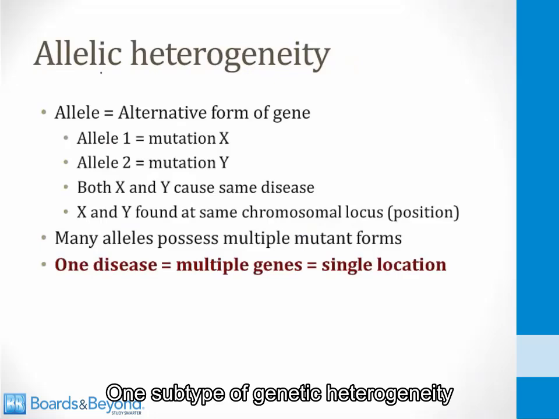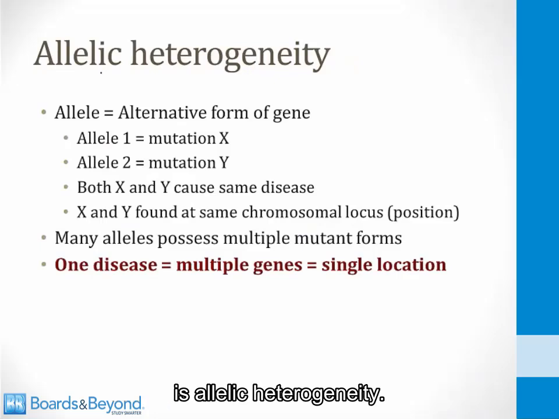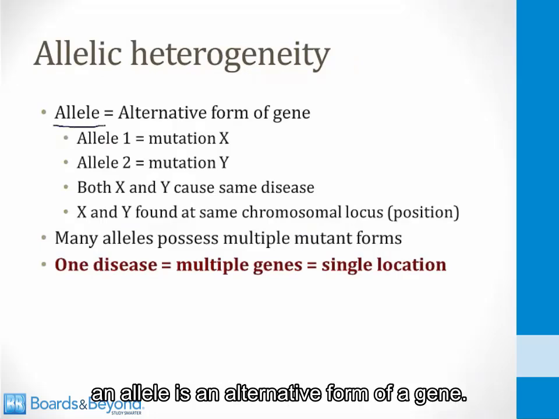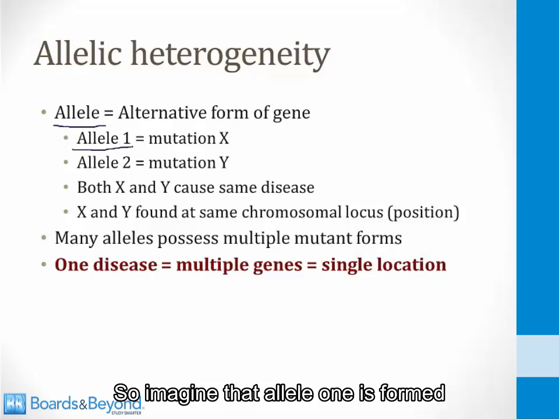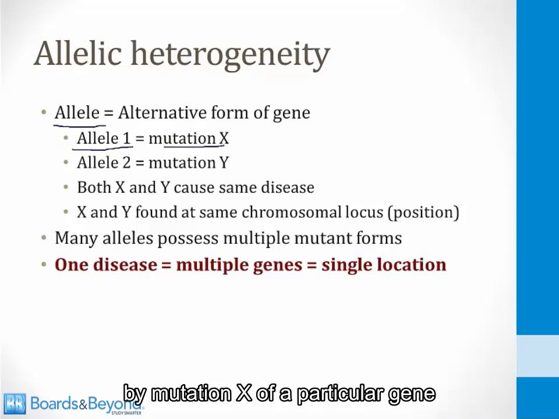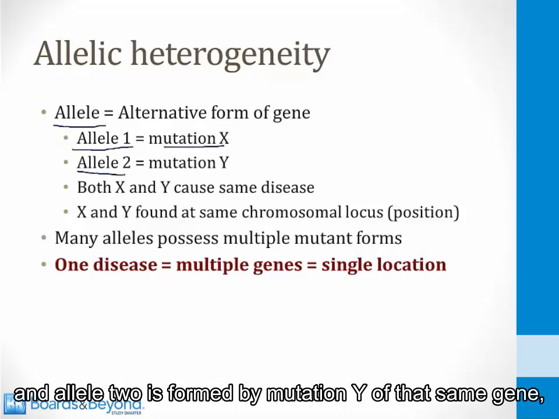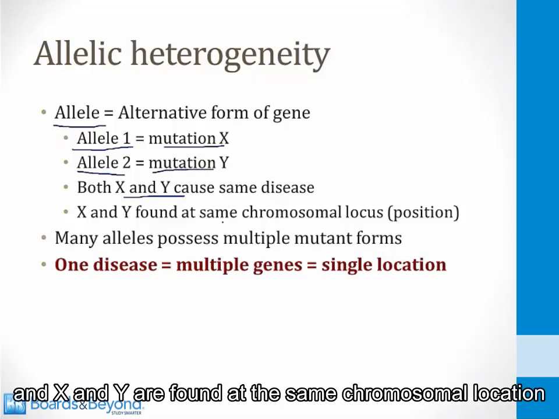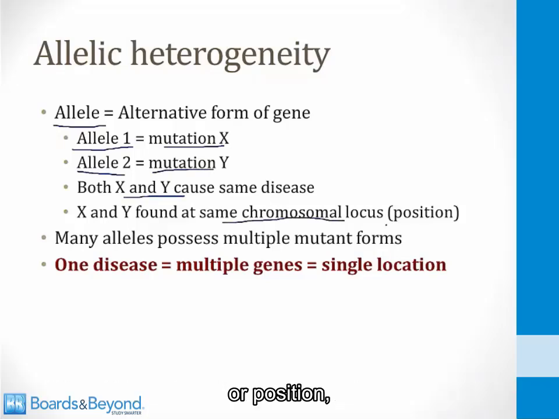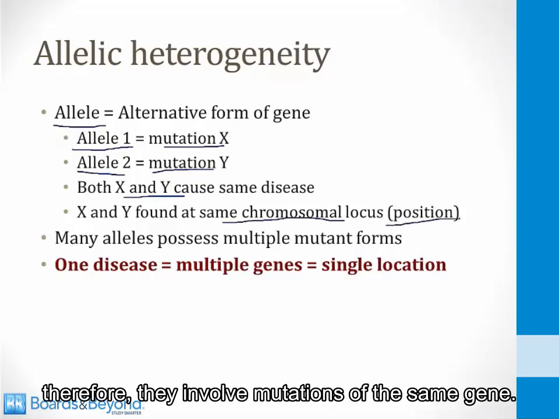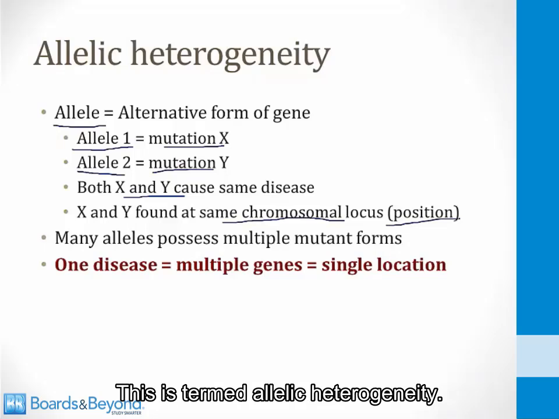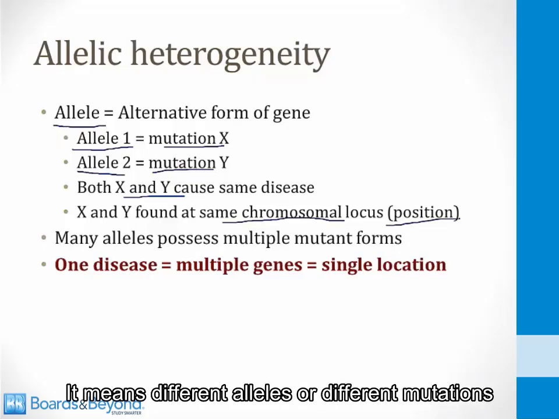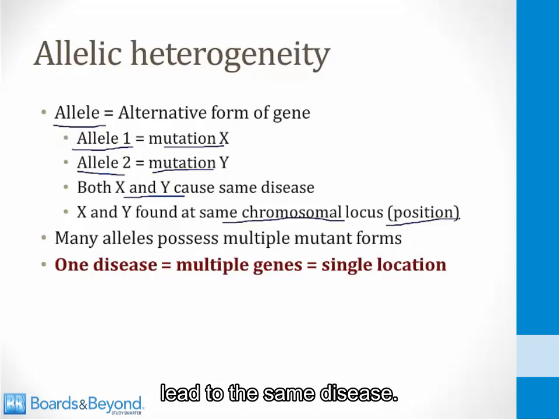One subtype of genetic heterogeneity is allelic heterogeneity. So by way of review, an allele is an alternative form of a gene. So imagine that allele 1 is formed by mutation X of a particular gene, and allele 2 is formed by mutation Y of that same gene. But both X and Y cause the same disease, and X and Y are found at the same chromosomal location or position, therefore they involve mutations of the same gene. This is termed allelic heterogeneity. It means different alleles or different mutations lead to the same disease.